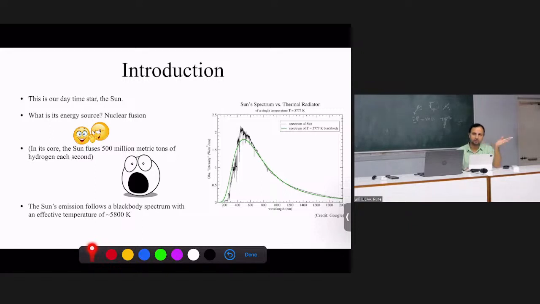If you calculate the corresponding wavelength for that temperature, you will get a yellowish orange color. That's why the sun looks yellow.